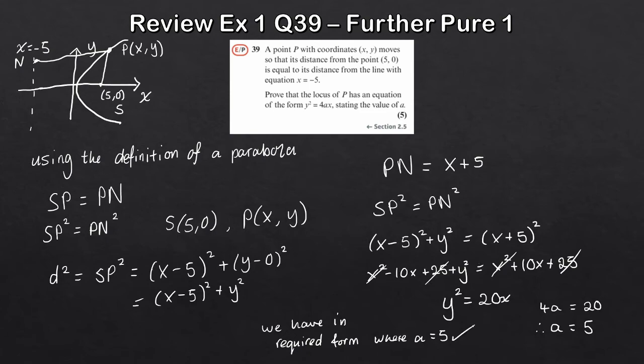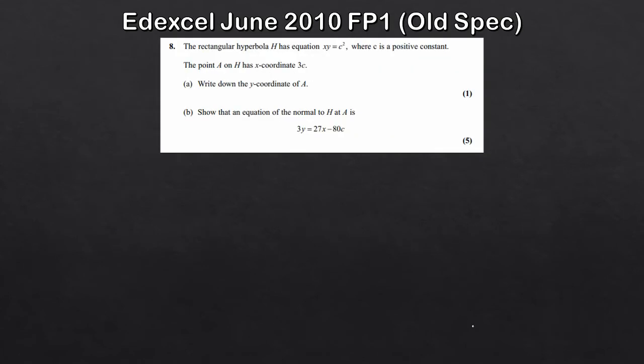So you should get a equals 5. And then if we move on to the very last question here, this question is on a rectangular hyperbola. So, hyperbola, I can't speak. So we're given the equation, xy equals c squared. And part A just asks us to write down the y coordinate of A. So we're told the point A has the x coordinate 3c. So at the minute, this is 3c, y, for A.